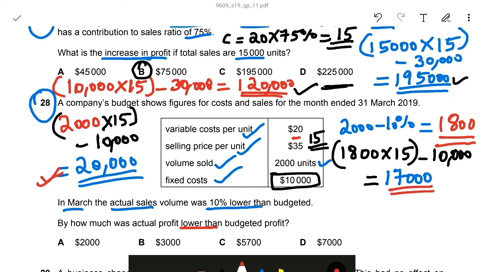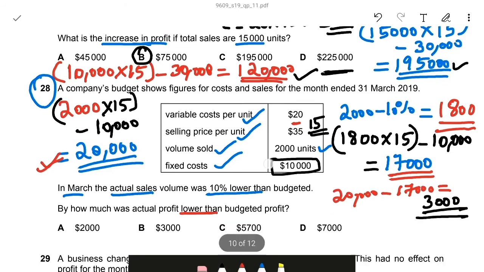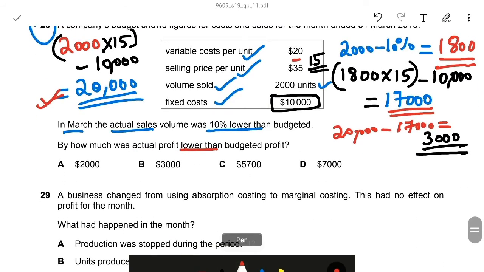So it is decreased. 20,000 minus 17,000. How much decreased? Decrease is 3,000. So our answer is B.